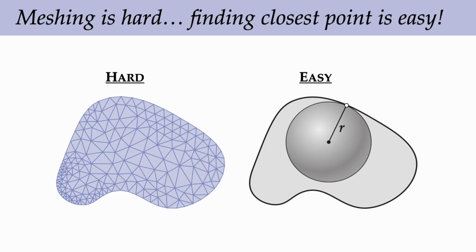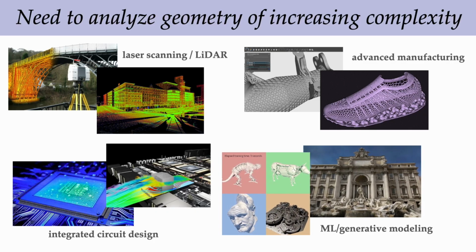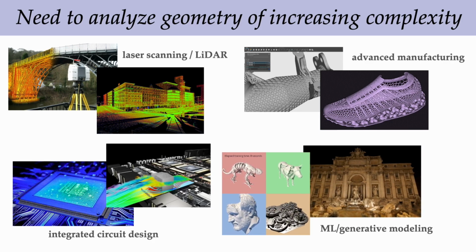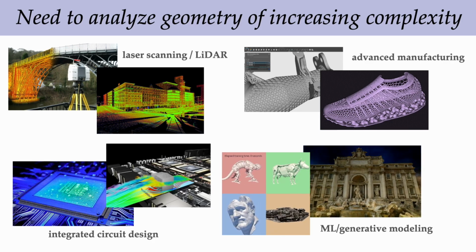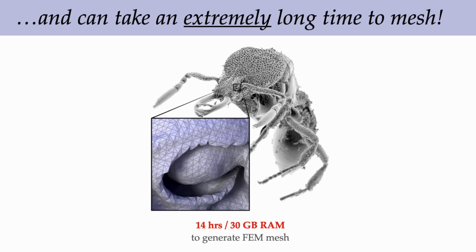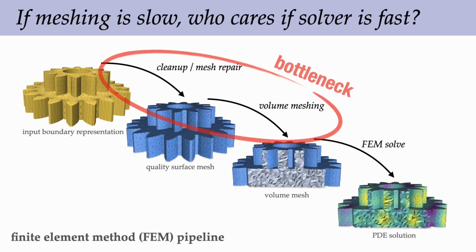This is super important because geometry is only getting more and more complex as the years go on. We have extremely detailed data coming from laser scanning and shape optimization and computer vision. And even after decades of working on methods for solving PDEs, we still struggle to handle the level of geometric complexity that we encounter in nature. In fact, even state-of-the-art tools can take literally hours to mesh a single model. And so even if your finite element solver is super fast, it doesn't matter because you're spending all your time converting your domain into a mesh that's good enough for simulation.